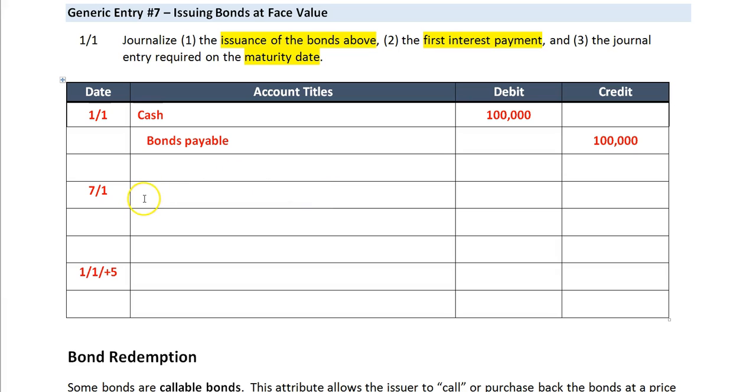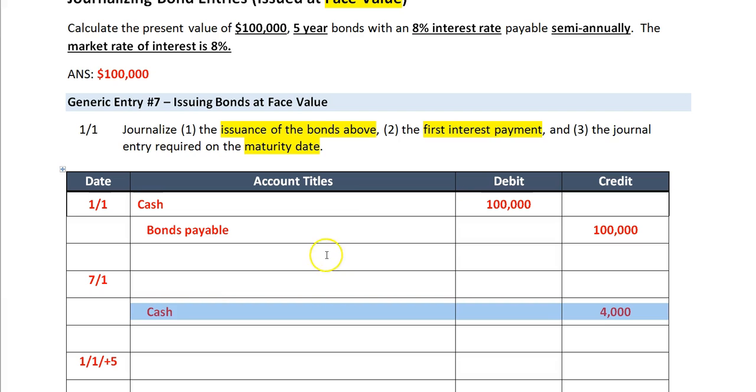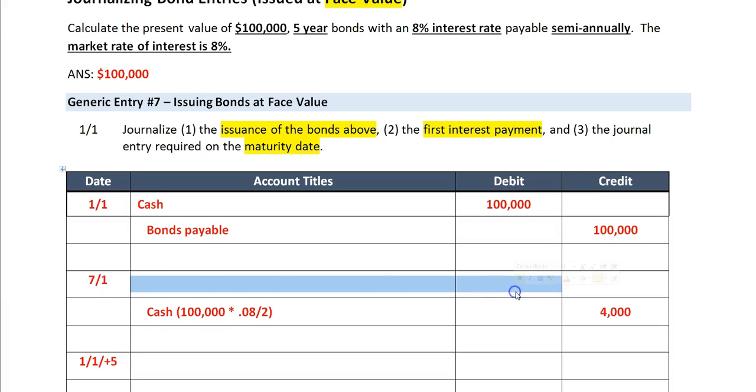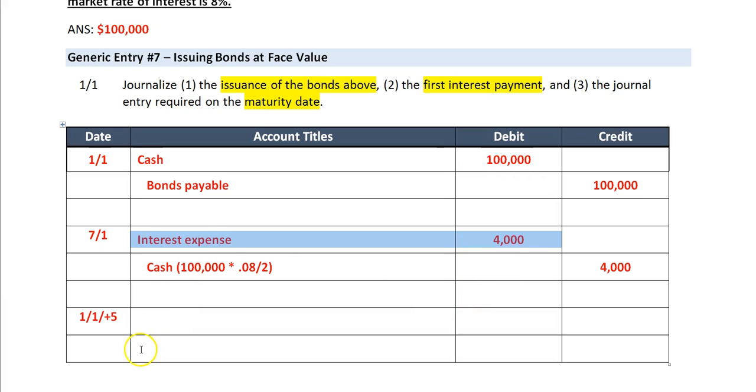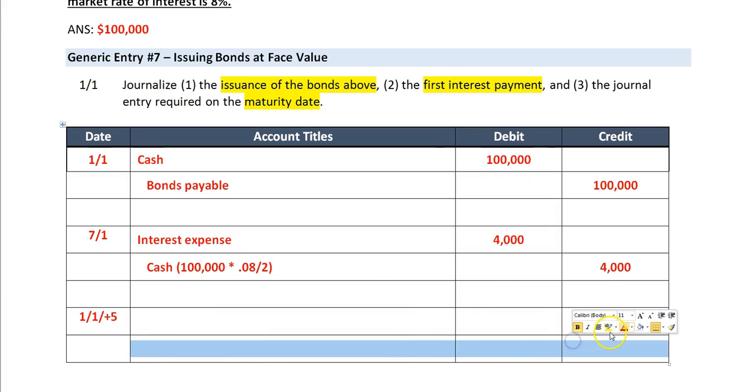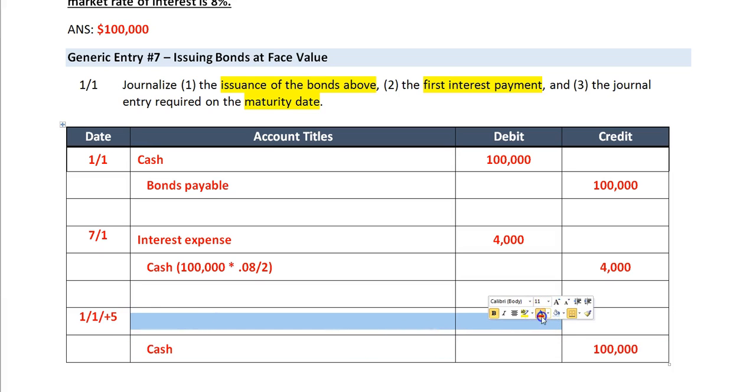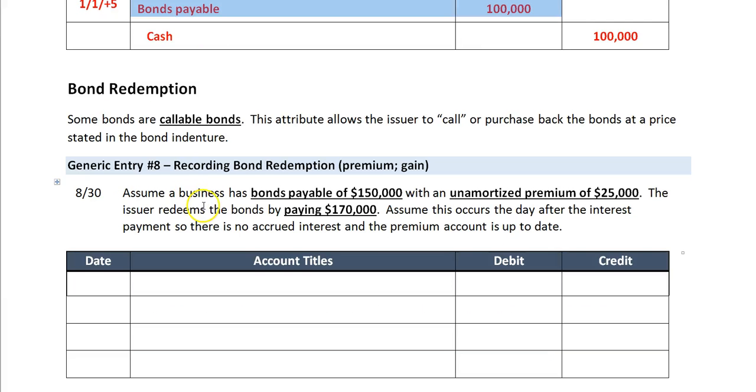On the interest payment, we're going to have a cash interest being paid out, which is equal to, we'll go and write it down here, $100,000 face value times the coupon rate, which is 8% divided by 2 because it's semi-annually. And the cash interest will be the same thing. There's no premium or discount to amortize. In the third year, we're going to pay out cash equal to the face value, and we're going to take the bonds payable off of our books at face value.